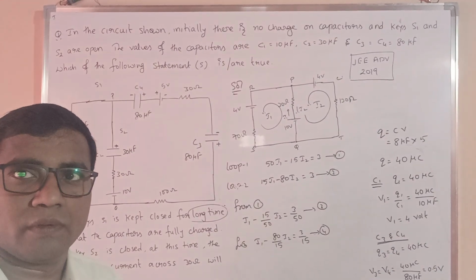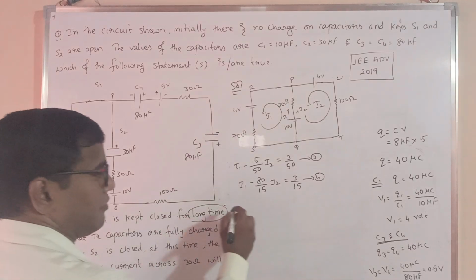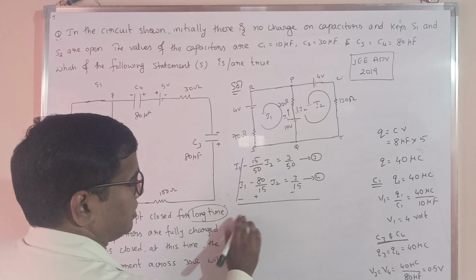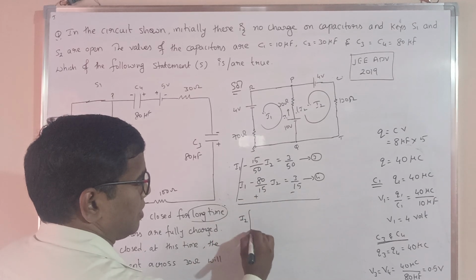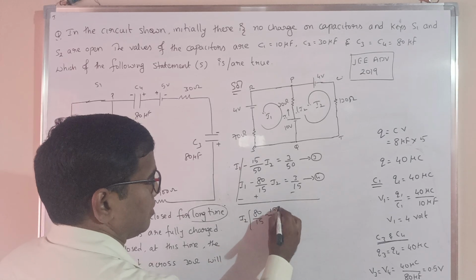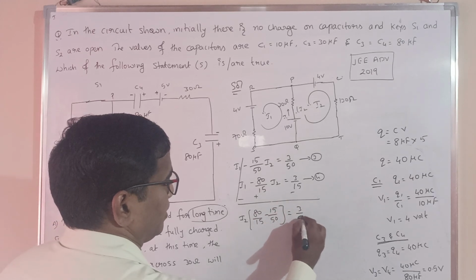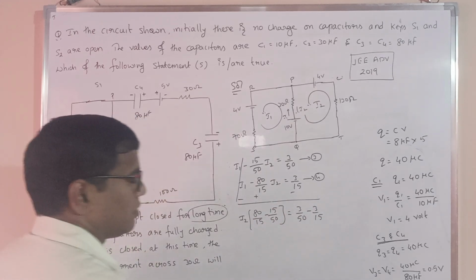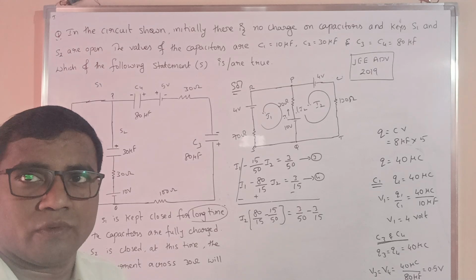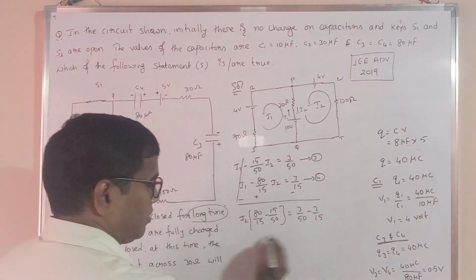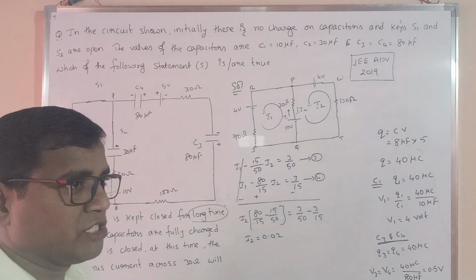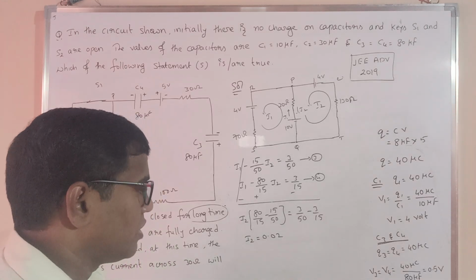Just see, I will subtract: minus, plus and minus. This I1 term will cancel. So here I will take I2 as common. I2 as common means (80 by 15 minus 15 by 50) is equal to 3 by 50 minus 3 by 15. So by solving this one, I will get the value of I2. By solving this one, you will get I2 is equal to 0.02. You will actually get 0.027, but take 0.02.